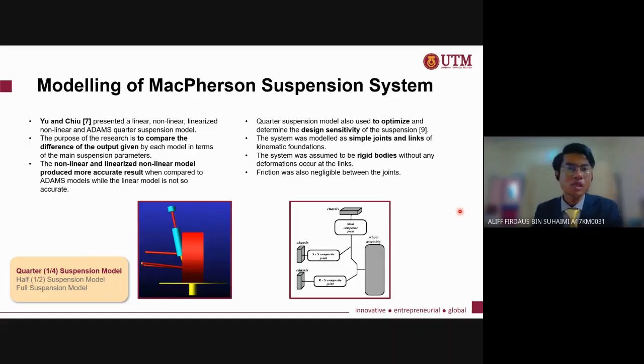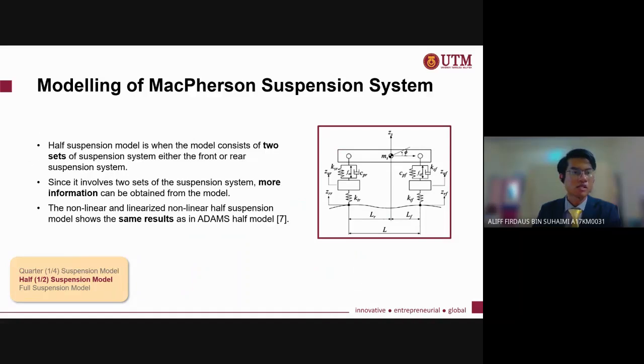Okay. The quarter suspension model is also used to optimize and determine the design sensitivity of the suspension. This is done by Lee and his friend. The system was modeled as simple joints and links of kinematic foundation and assumed to be rigid bodies where the friction is negligible.